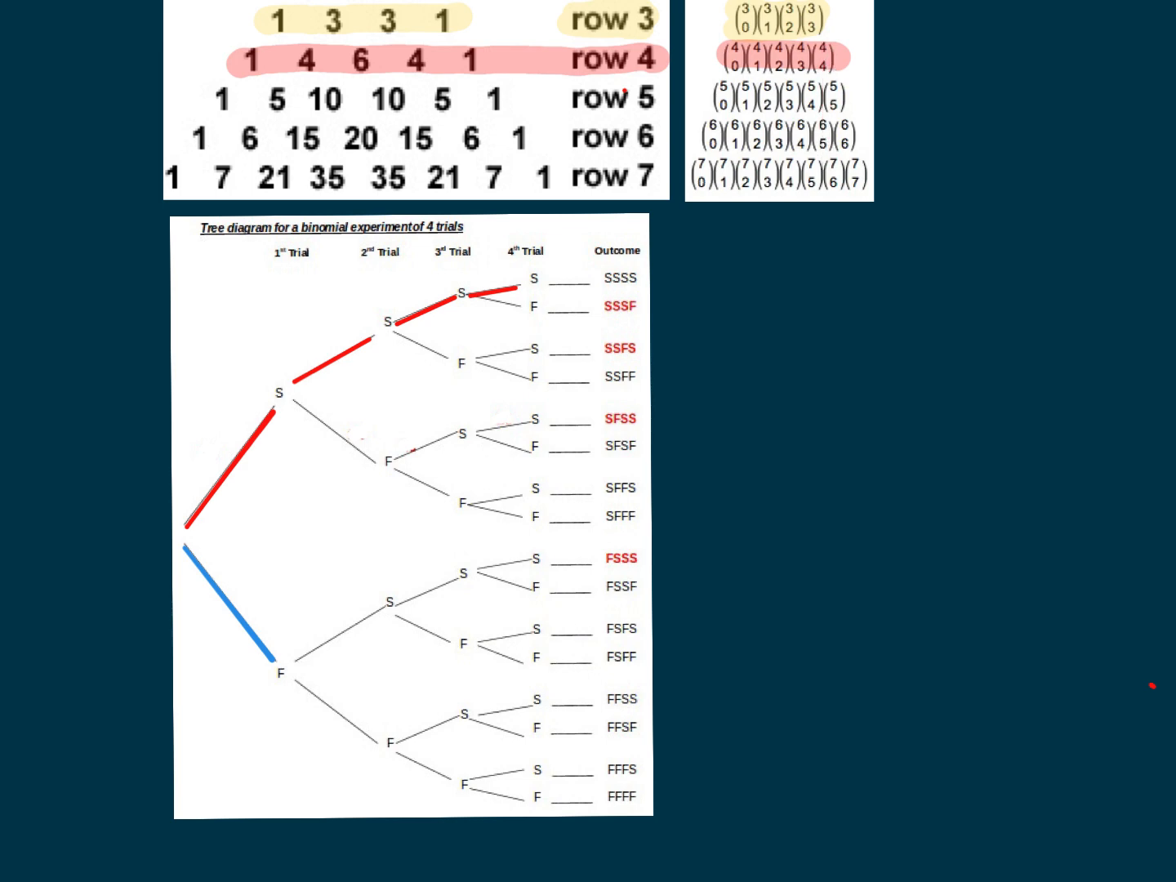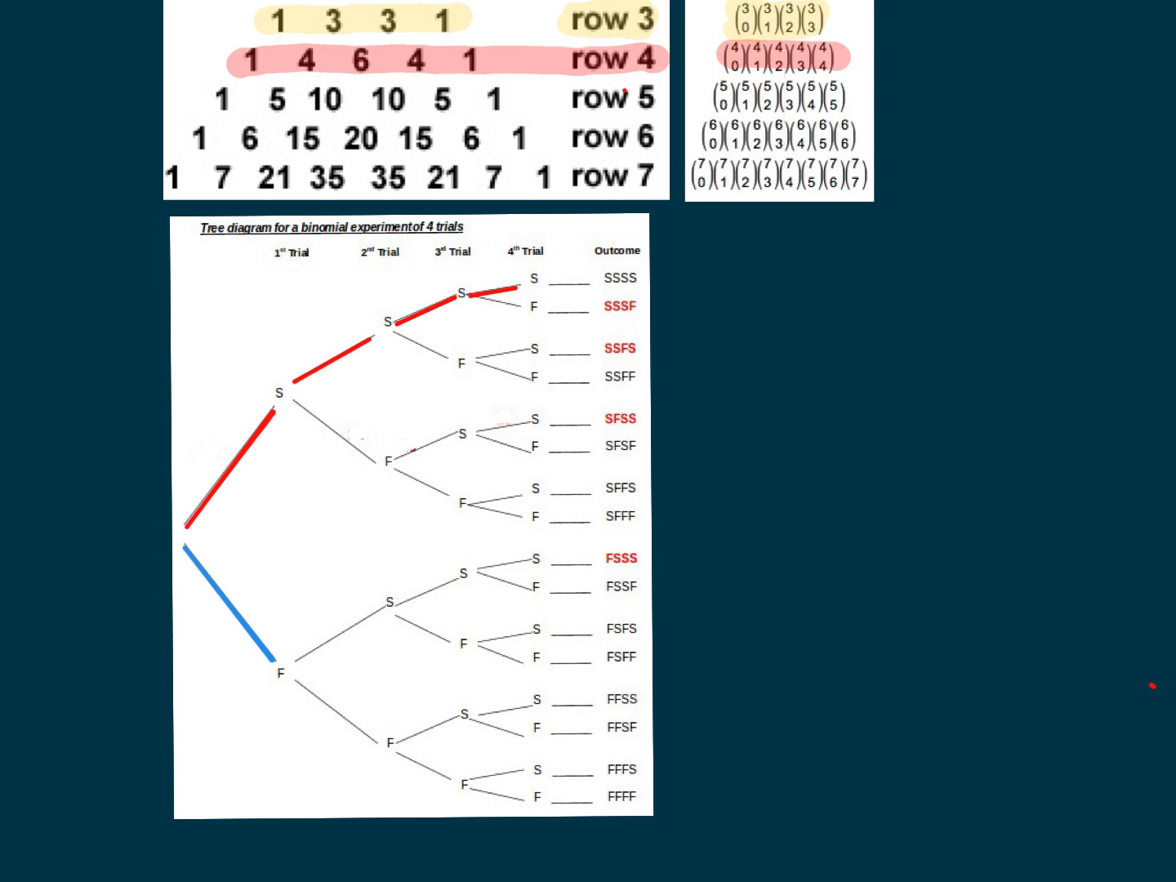Now, to obtain 3 successes and 1 failure, we will have 4 combinations: success, success, success, failure; success, success, failure, success; success, failure, success, success; and failure, success, success, success. This is represented by the number 4 in the Pascal triangle. And now you should be able to see that there are 6 combinations or 6 paths of getting 2 successes and 2 failures.